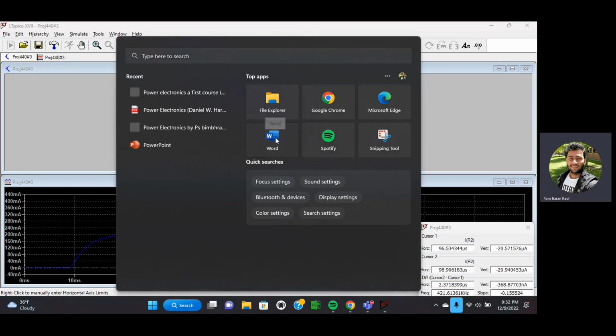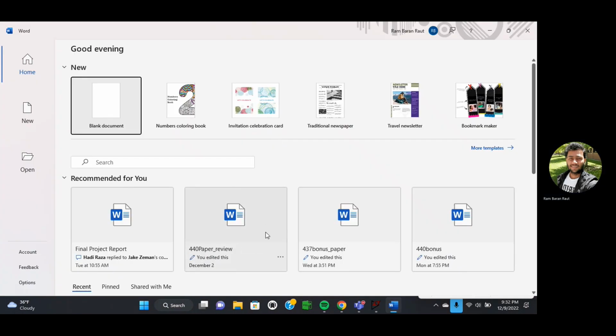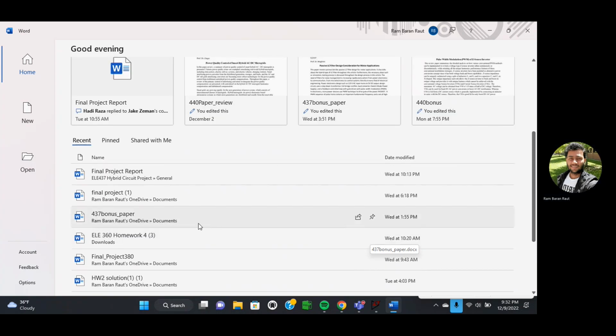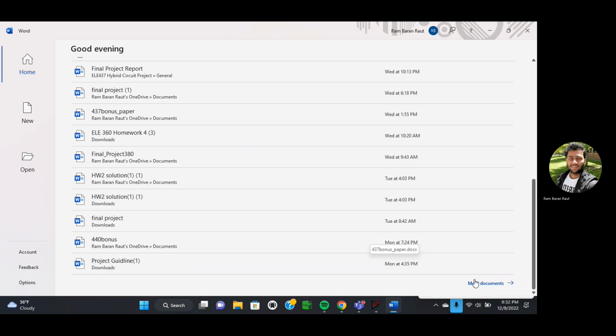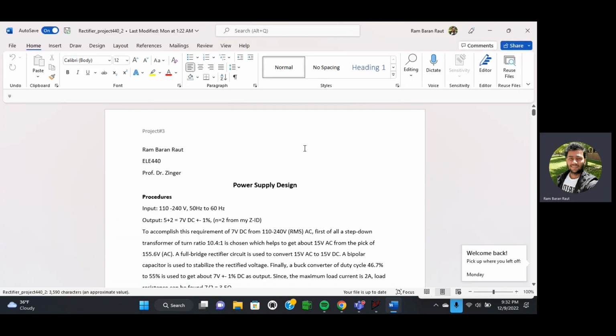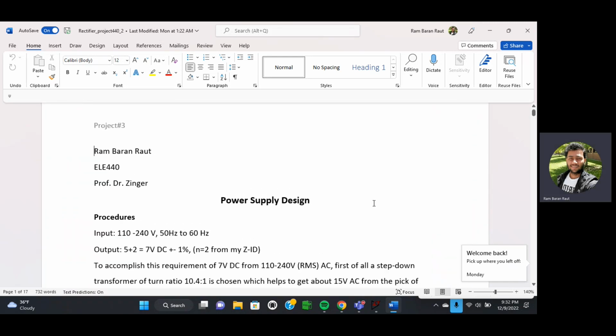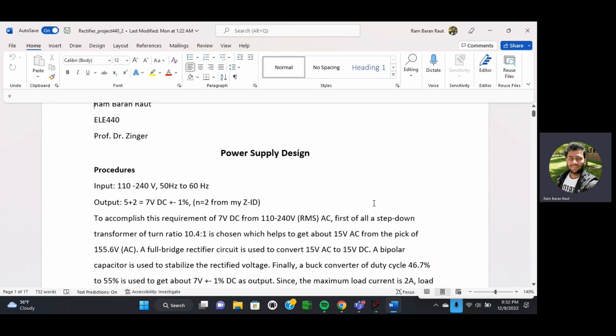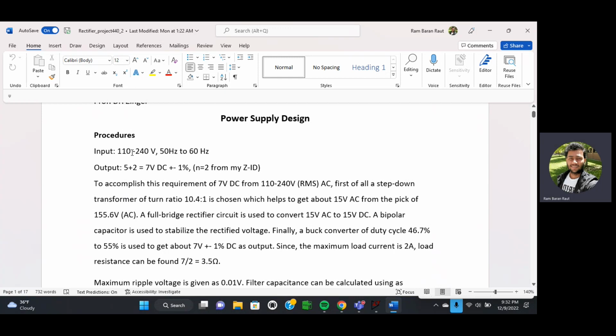So let me open my document which I made last week. Rectifier project, this one. So let me show you. The requirement is we are basically converting the range. This is the range of the input AC voltage, which is 110 volts to 240 volts at 50 hertz to 60 hertz as source frequency. And the output is 5 plus 2, which is 7 volt, and it should be plus minus 1%.